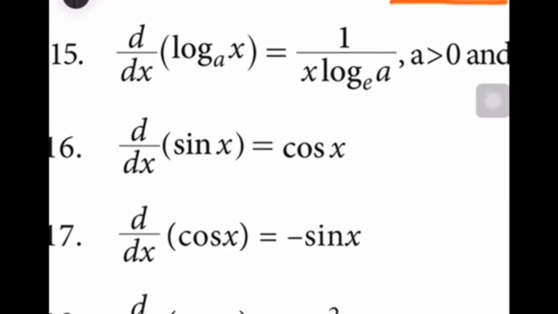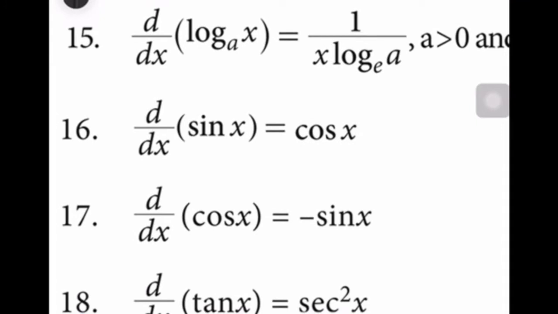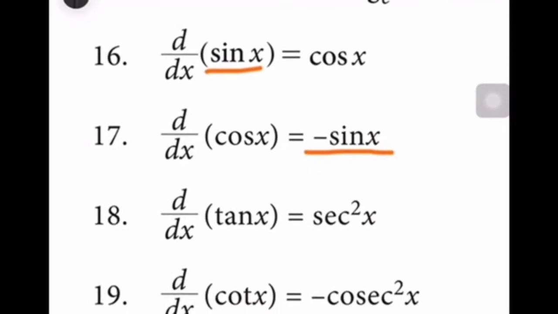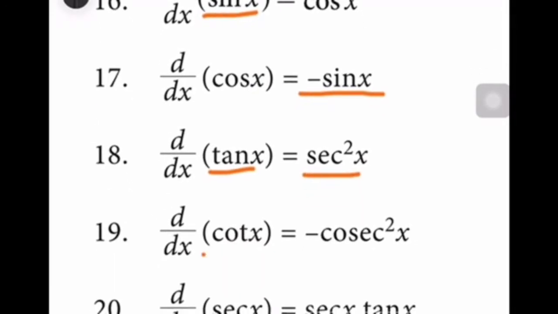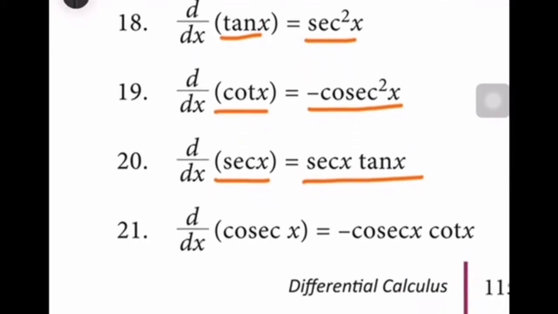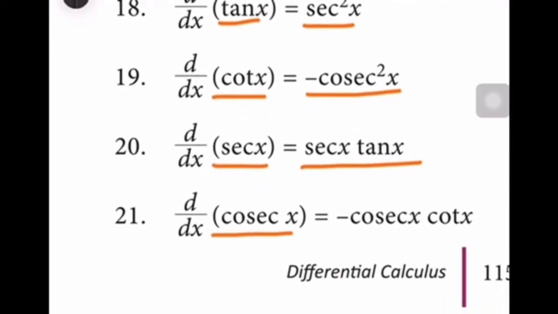Similarly, for the trigonometric ratios, d by dx of sin x is cos x. But the differentiation of cos x is minus sin x. Differentiation of tan x is secant square x. Differentiation of cot x is minus cosecant square x. Differentiation of secant x is secant x tan x. Differentiation of cosecant x is minus cosecant x cot x.